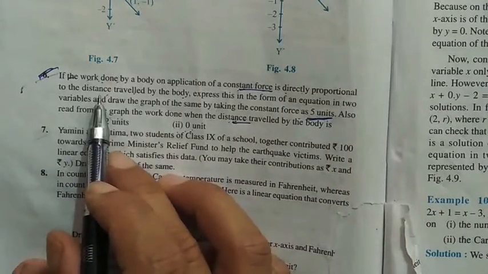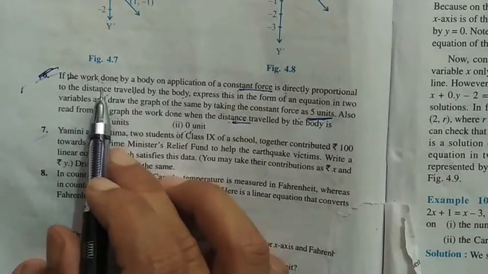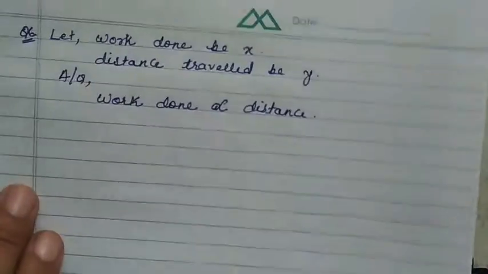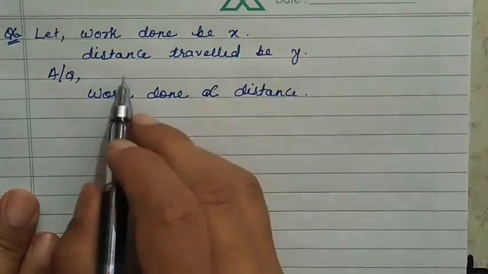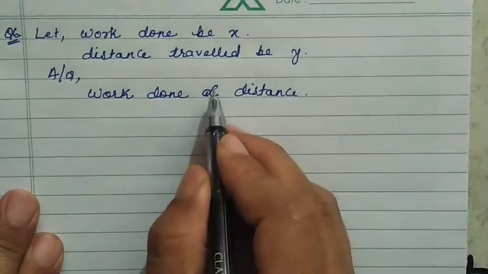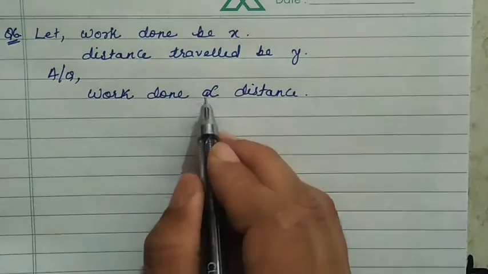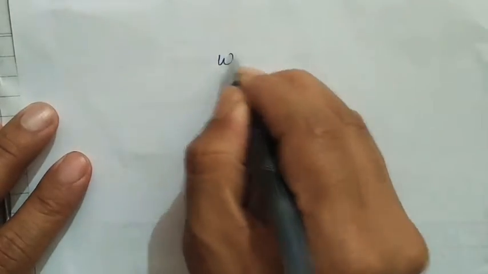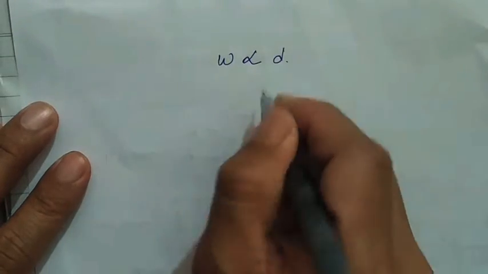Firstly, the work done by a body on application of constant force is directly proportional to distance traveled. We don't know the work done, so we'll let the work done be x and the distance traveled be y. According to the question, work done is directly proportional to distance. This sign means proportional.